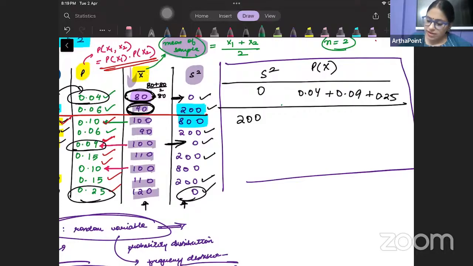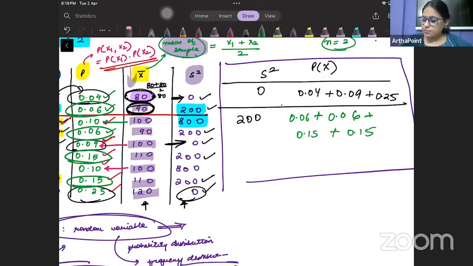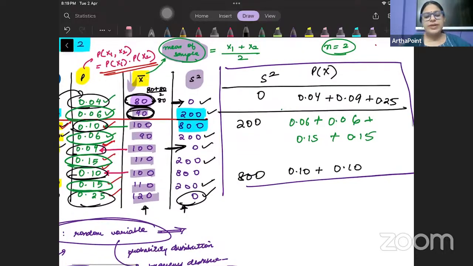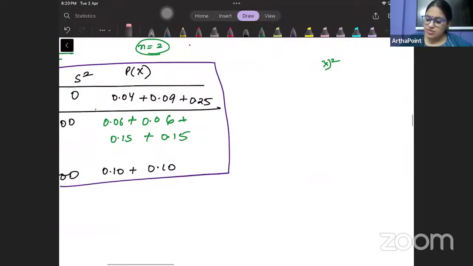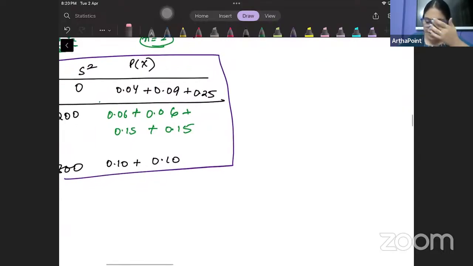So for 200, I go ahead and I see 0.06. And then I see 0.06. And I see 0.15. And I see 0.15. Right? And then I just go ahead and write the third value, which is 800. So for 800, I see 0.10. And then I see 0.10. Right, beta?